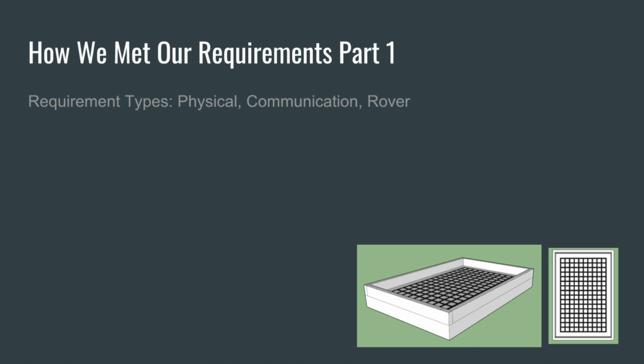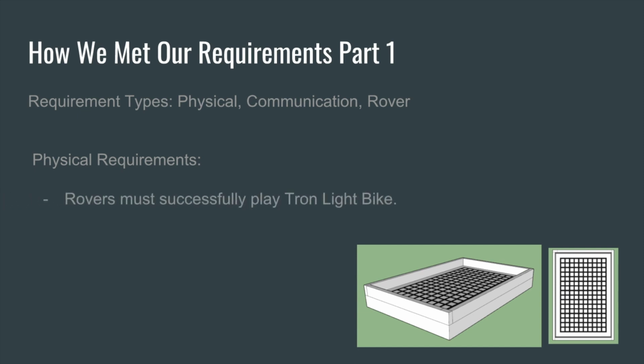For physical requirements, we specified that the rovers must successfully be able to play the Tron light bike game. This means that they must be able to drive around the playing field using commands that are provided to them by the server. We also specified some margin requirements, such as error for the rover line following. The physical requirements can mostly be seen in our demo video, where our rovers are exercised in many different scenarios.